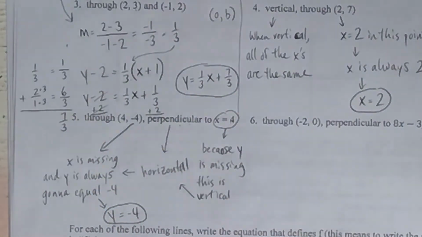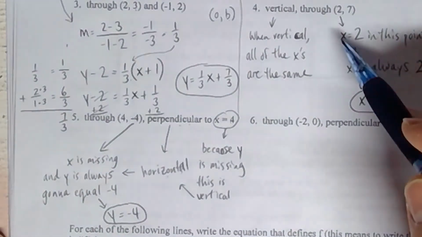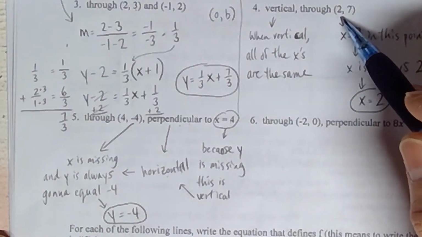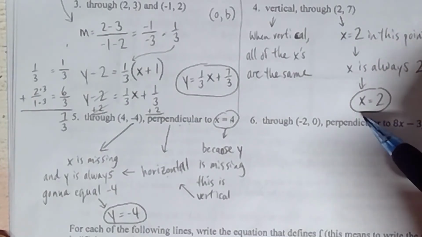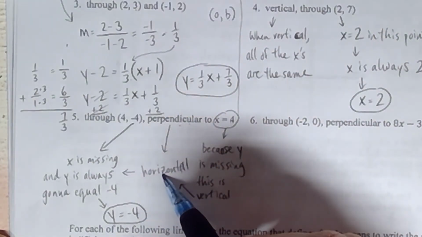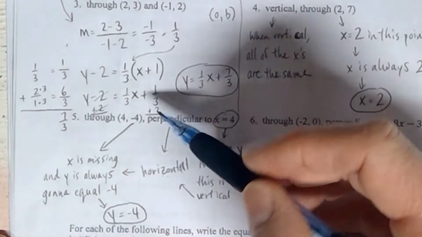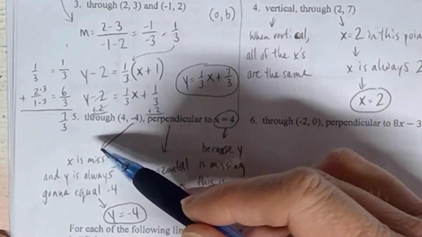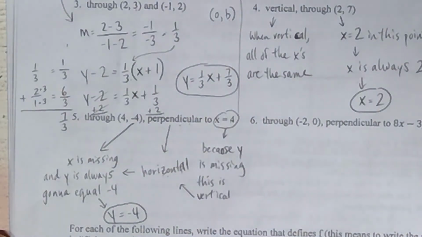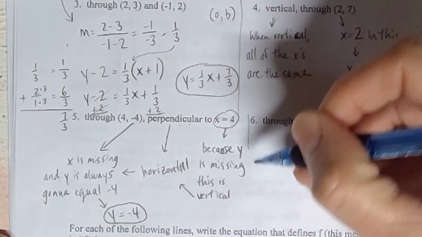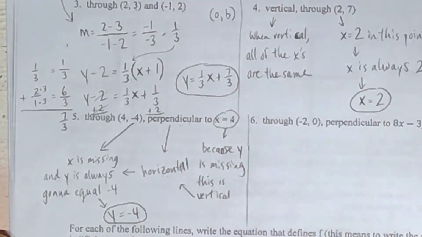Okay, so let's review here. If it's a vertical line, since the x's are always the same, you just take the x that they gave you, and that becomes your answer. If it's a horizontal line, that means the y's are always going to be the same, and so you just take the y that they gave you, and that becomes your final answer. And so that's horizontal and vertical lines.